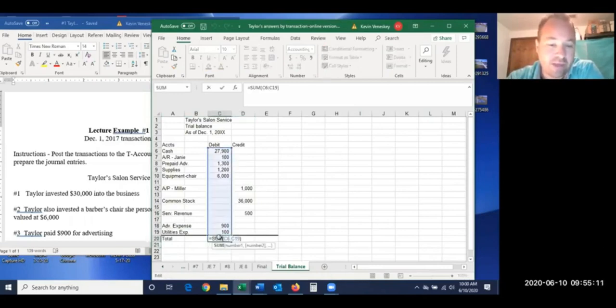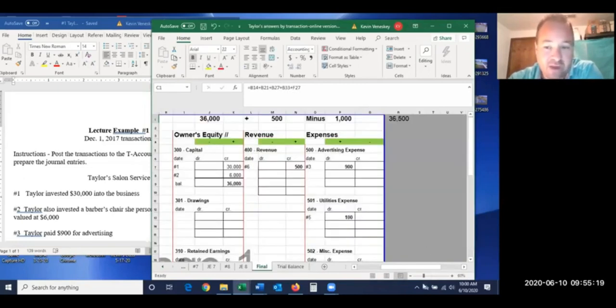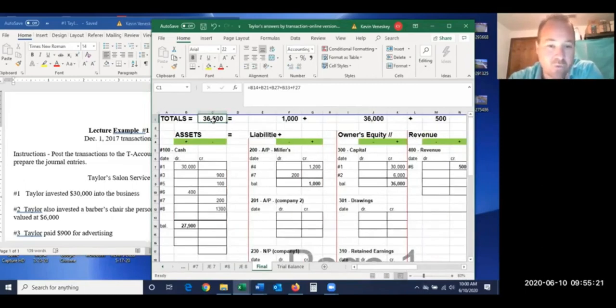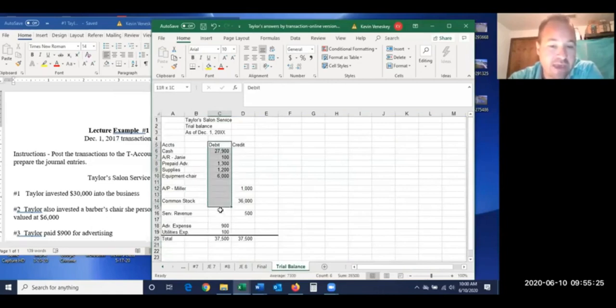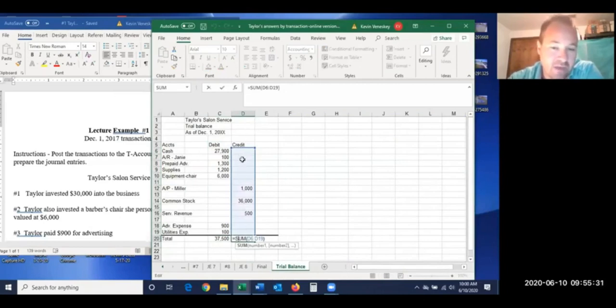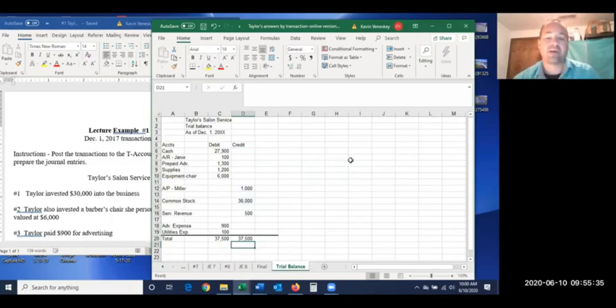So the total for all of my column C is 37.5. Remember, that's different than my assets, and that's fine. My assets were 36.5, but that's only the assets. My trial balance is looking at all debits, not just assets. And then my credits look at everything in column D, and it too is 37.5. So that tells me that I probably have everything correct.